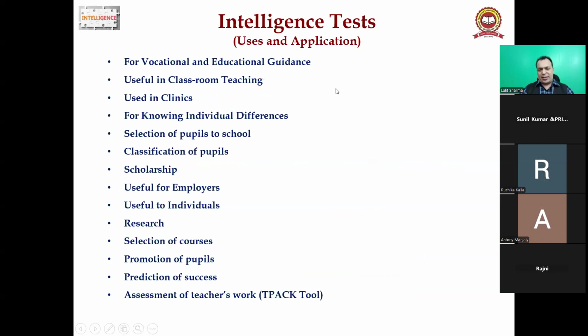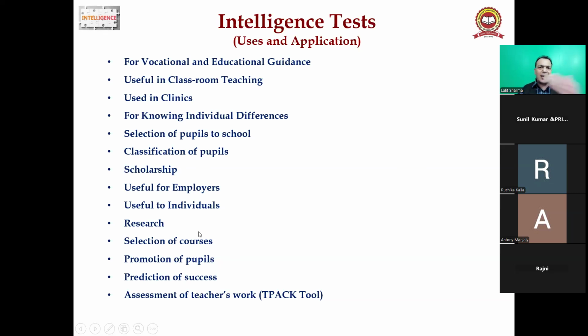Now comes the intelligence test. Okay, I think this is the last slide. Yes, this is the last, intelligence tests. Guys, you know what happens? These are the tests for vocational and educational guidance, useful in classroom teaching, used in clinics. Number 4 is for knowing individual differences. These are all tests basically. These are called intelligence tests. So from these tests, you can check the IQ level of the student as well as your own level. Okay, from these tests, right? For knowing the individual differences, classification of people, scholarship, useful for employees.